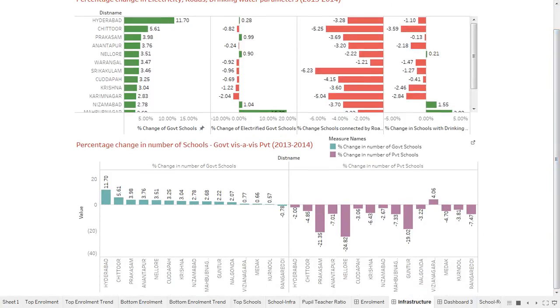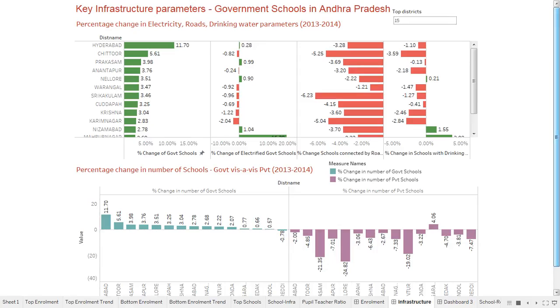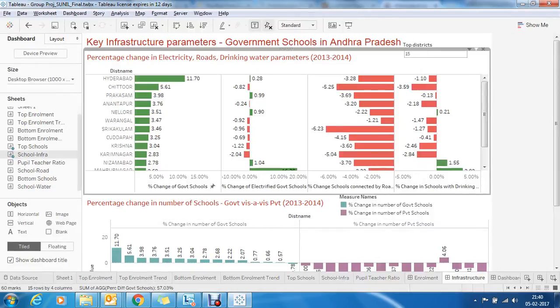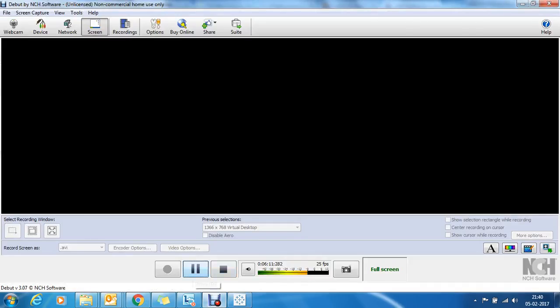Also, in the bottom half of this dashboard, as we are talking about infrastructure and new schools being built, we have shown the comparison between government and private schools. As you can see, in most of the districts, the number of government schools has increased, whereas the number of private schools has reduced. And again, this reduction in private schools could be due to consolidation and other things that could have happened in private schools.